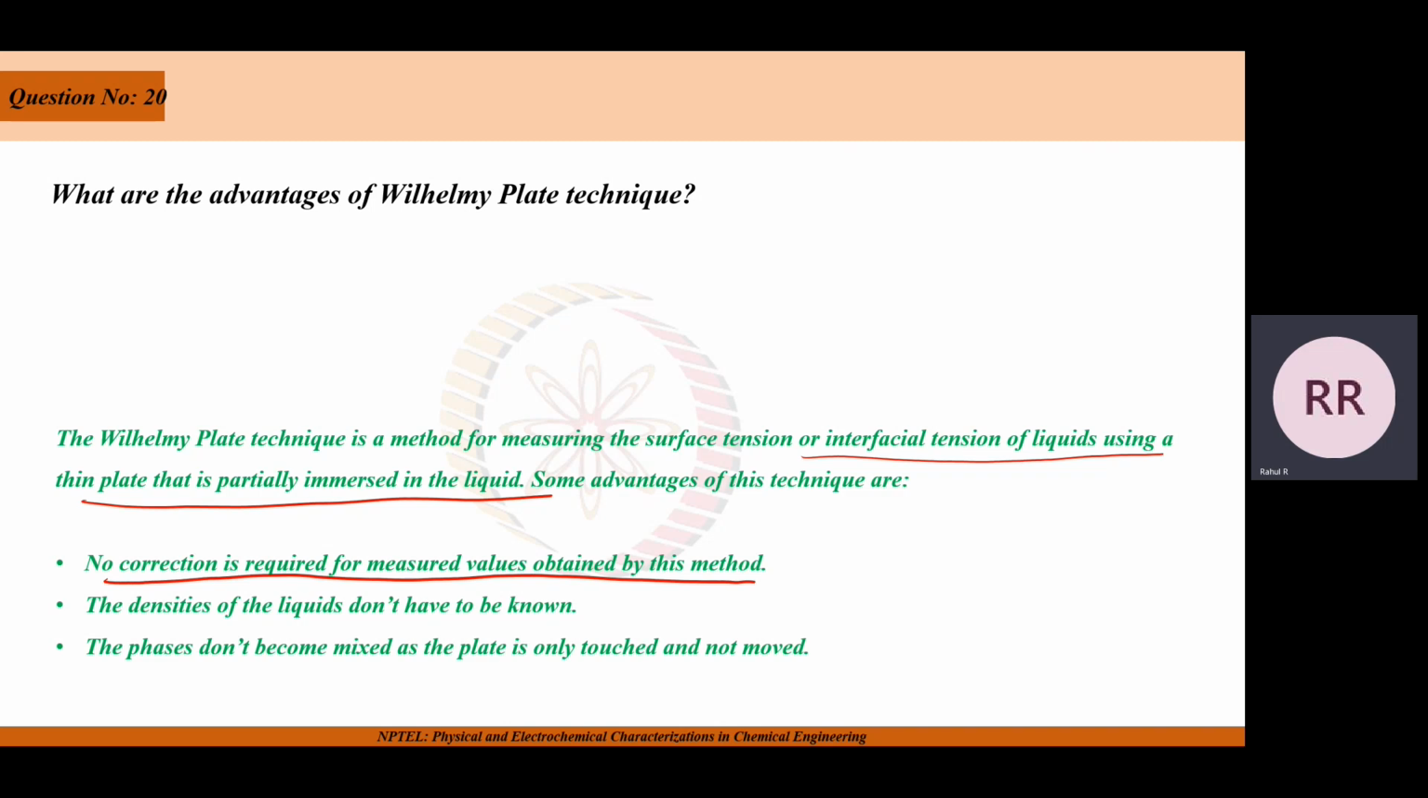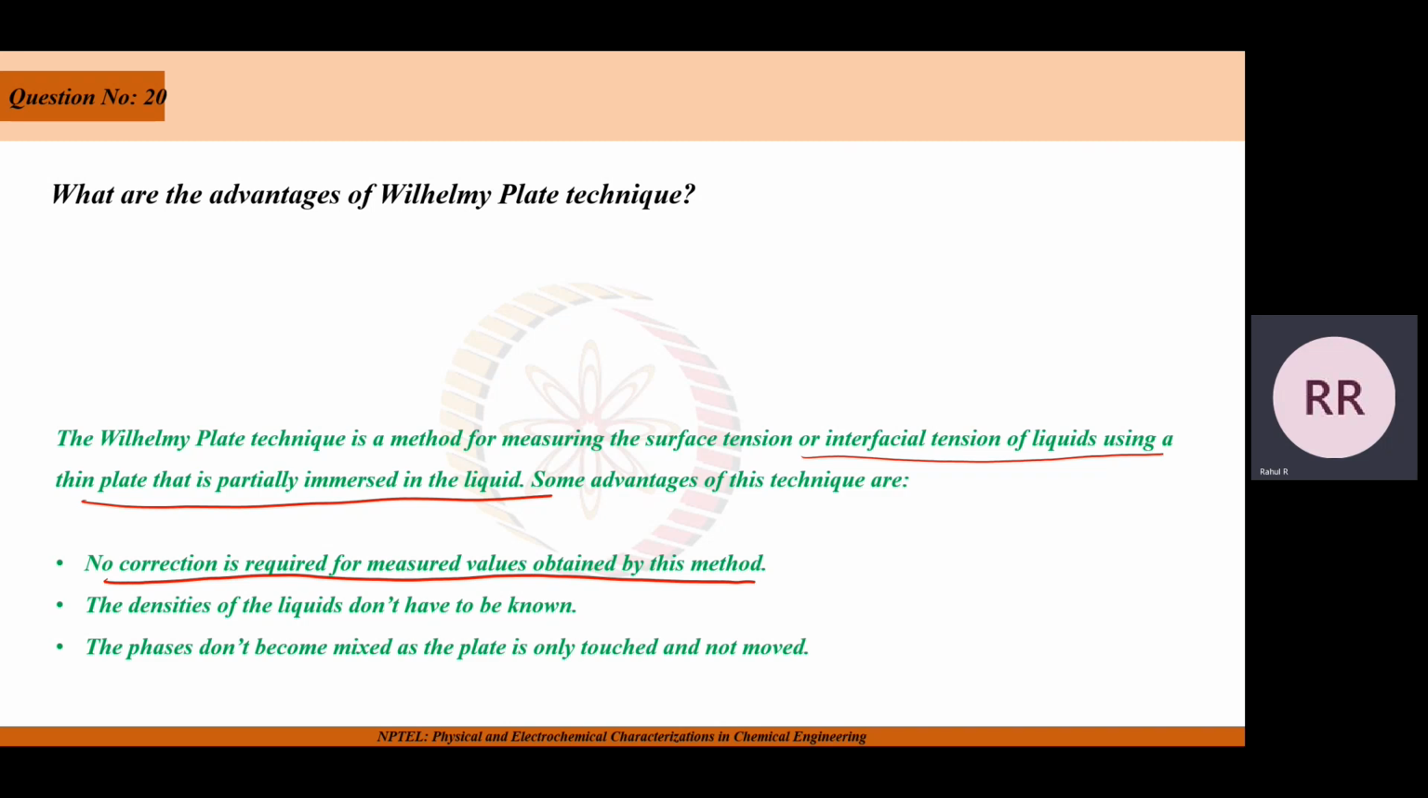So we don't need to know any information about the density of the liquid that is being measured, unlike the other methods. In previous methods, we need to have an idea about the densities of the liquids that are being measured. And the last point is that the phases don't become mixed as the plate is only touched and not moved. So here the two phases, like the two liquids that are being separated, don't get mixed because we are not actually moving the plate.